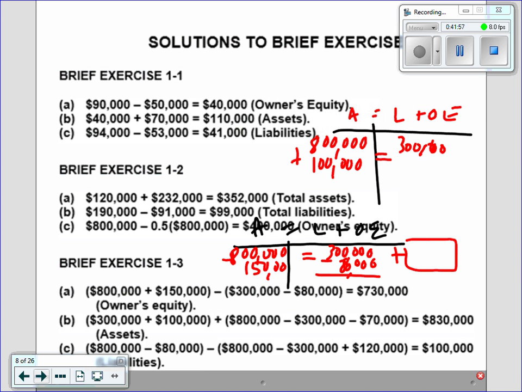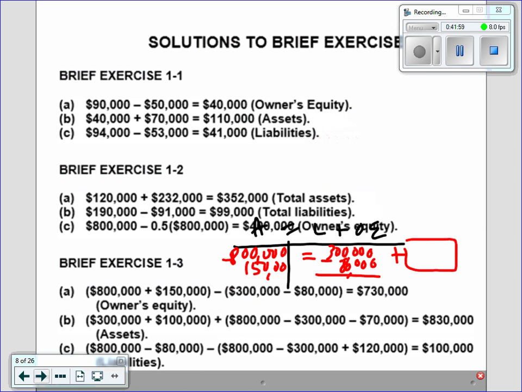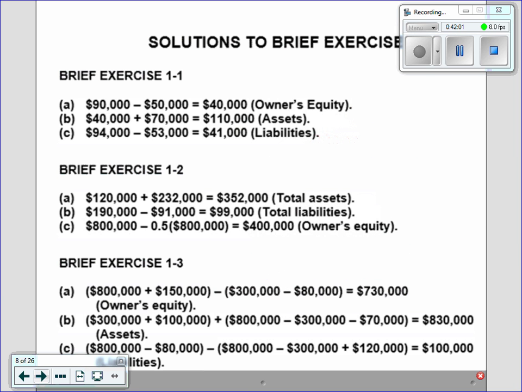I might have done the second one a little bit wrong. I'm going to erase. My answer key I don't like. How are your numbers looking? Pretty good. Basic math. A equals L plus OE.